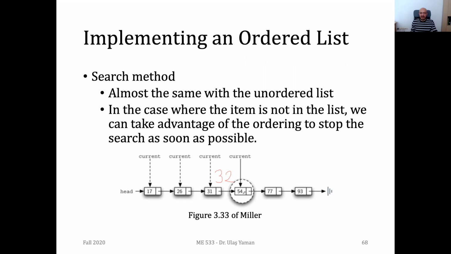31, go on. But now if I come to that point, I see that this is 54, which is higher than 32, and since I already visited the previous value, I can conclude that we don't have any 32 in this list, and I don't need to check the upcoming values. So this is a nice way of searching in the ordered list. Things are much simpler. You don't need to spend time on checking all the items.